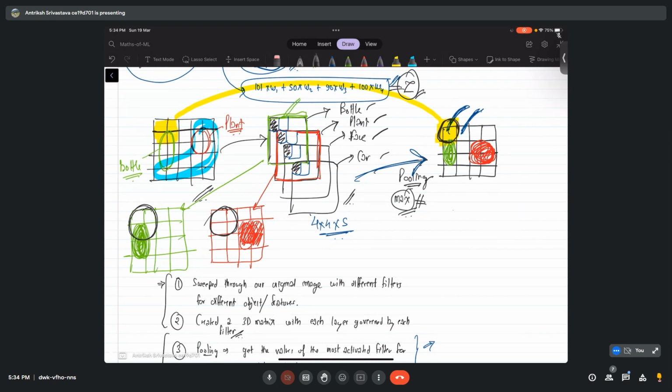Firstly, for this element, it is going to look for the maximum value in each filter. So let's say here a bottle is there, so here some nice maximum value came in. There is no plant, no face, no car. So here also some maximum value came, let's say 0.1, and for face let's say 0.01, for car let's say 0.5. Some values came, but for bottle it came 10.